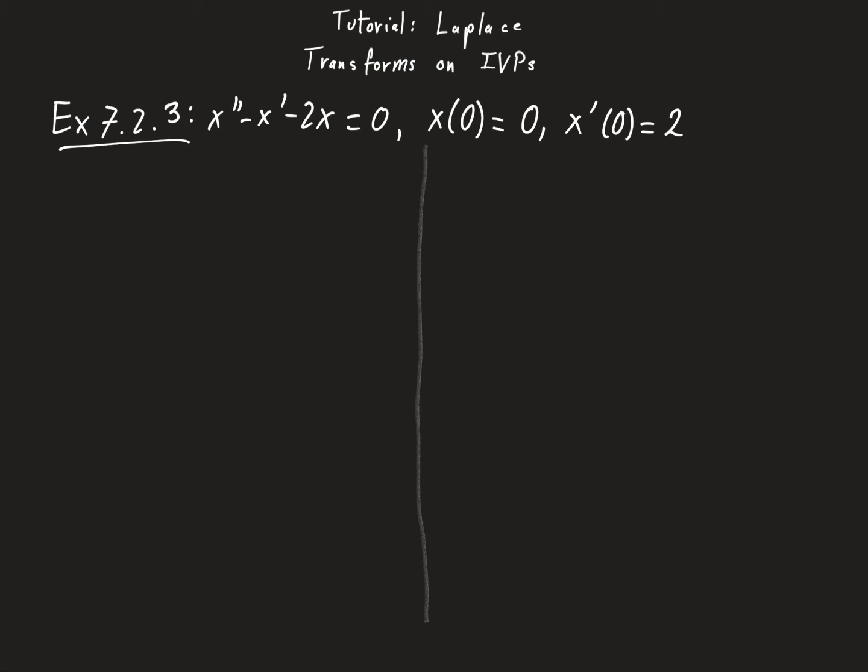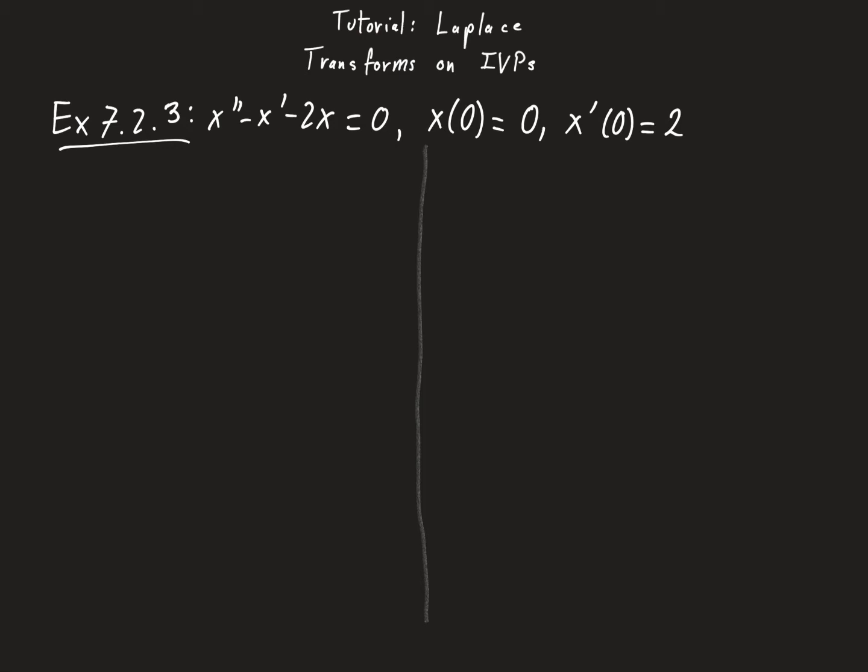We are given the differential equation x double prime minus x prime minus 2x is equal to 0. Please note that I believe in all of the problems of this type in this section, you will be dealing with linear differential equations with constant coefficients. Okay, so we have that set up. And because this is an initial value problem, we are also given the initial conditions: x of 0 is equal to 0, and x prime of 0 is equal to 2.